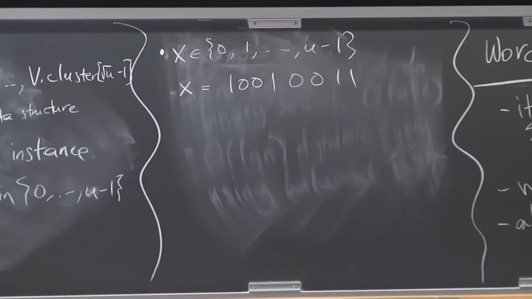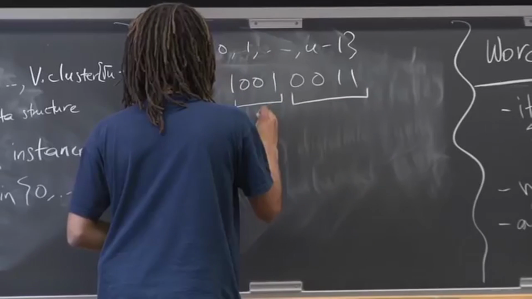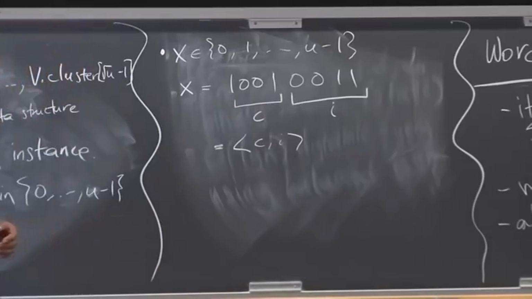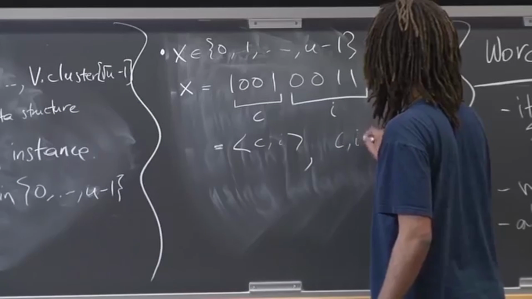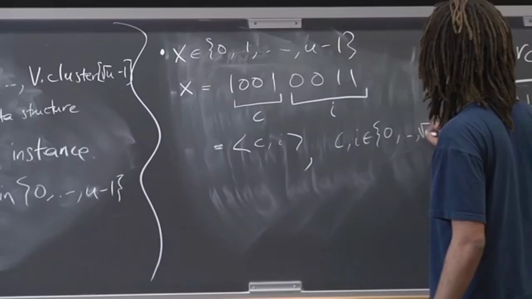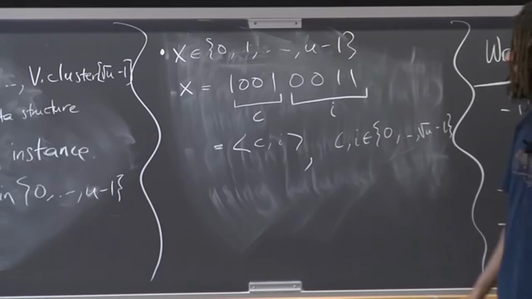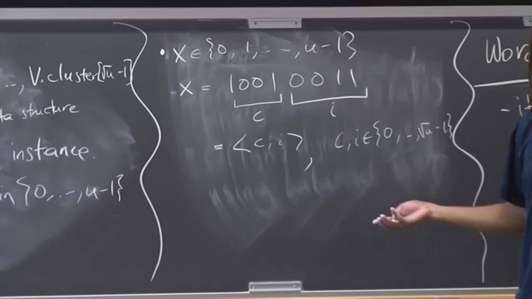And we can divide x into the leftmost half of the bits and the rightmost half of the bits. We call this c, and we call this i. So let's write x as ci. Notice that these numbers c and i are in the range from 0 up to root u minus 1. So we're basically writing x in base root u.